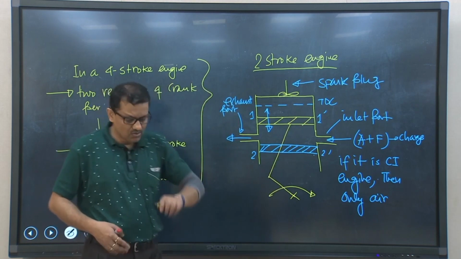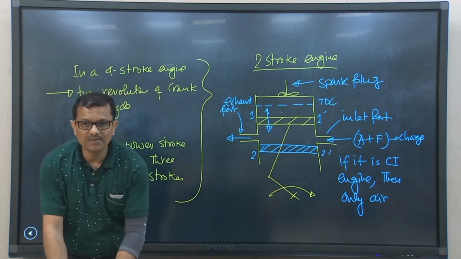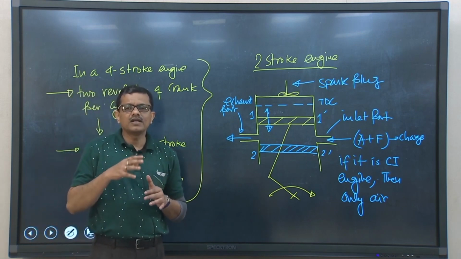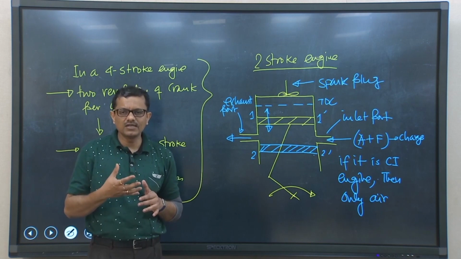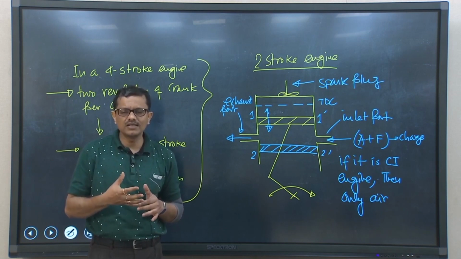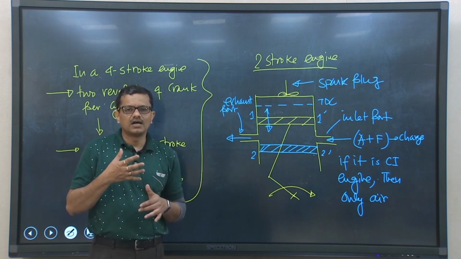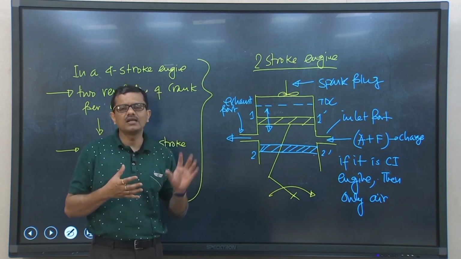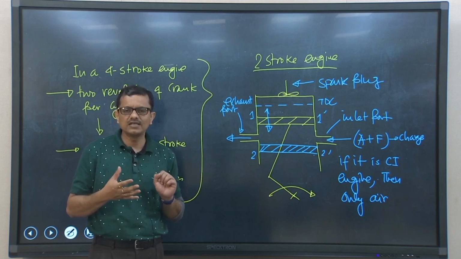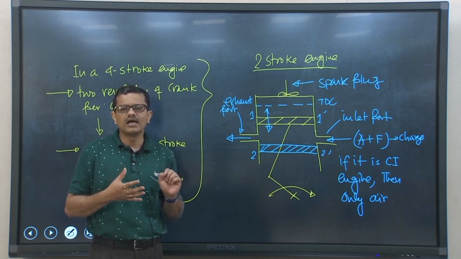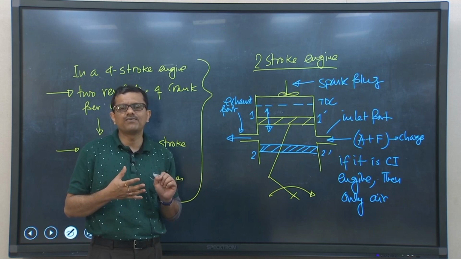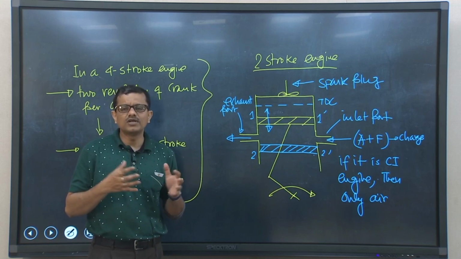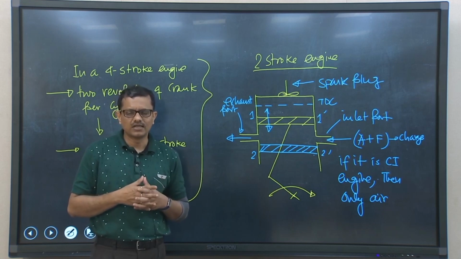If we try to summarize what we have discussed today: the different strokes of a 4 stroke engine, whether it is an SI or CI engine. If it is an SI engine, a spark plug will be there and a carburetor will be there. For the CI engine, the carburetor will not be there, and instead of a spark plug we will have a fuel nozzle. Then we have also identified two different strokes in a 2 stroke engine.